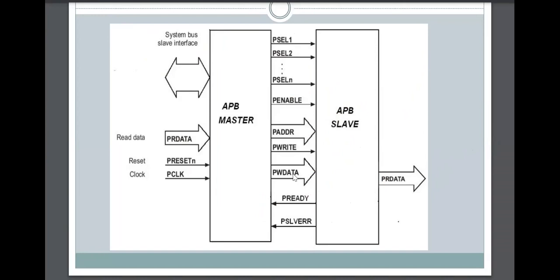APB is very easy, but AHB and AXI are somewhat complex. APB you can learn in just 2 days. Do you have any doubts up to now?